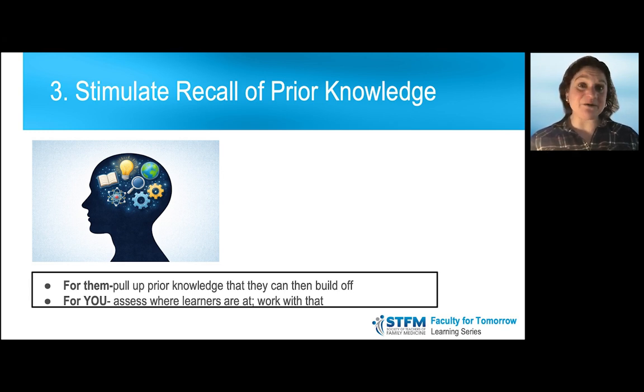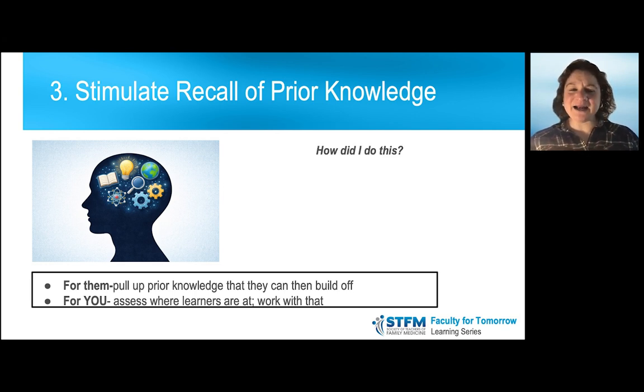When a learner is sitting down to engage in information, they need to pull up in their brain what they already know about it. Their brain needs to be activated in a way to be like, okay, this is what I know about the subject. Now you're going to build off it and help my mind grow. That's why it's important for the learners. And for you, you need to have them stimulate their prior knowledge so you get a sense of where they're at and how you might grow that.